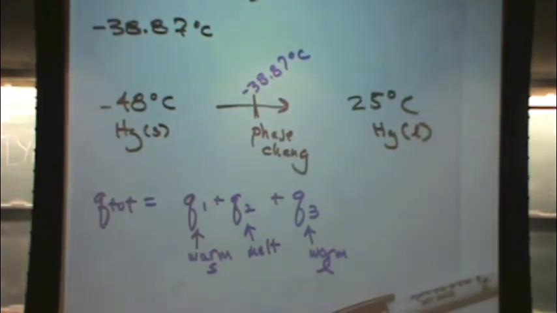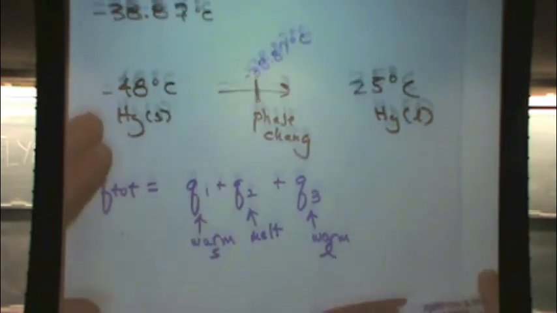Okay, so I'm going to warm the solid up to negative 38.87. That'll be Q1. Then I'm going to melt it, and then I'm going to warm the new liquid from negative 38.87 all the way up to 25. Does that kind of make sense? That's why there's 3 parts. There's a part for every temperature change, and a part for every phase change.